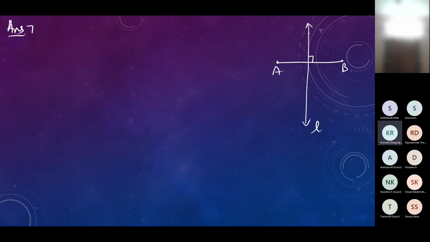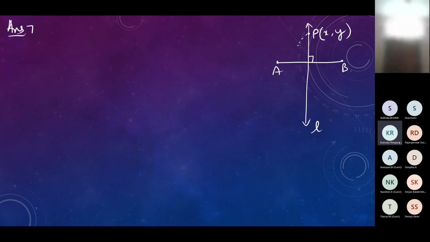Now let's take any one point. Let's take this point lying on the perpendicular bisector. Let's call it P and given by the coordinates x comma y. We are just taking some random point on the perpendicular bisector L. You can take the point here also, anywhere. So we're taking a point P on the perpendicular bisector L and calling its coordinates x comma y.